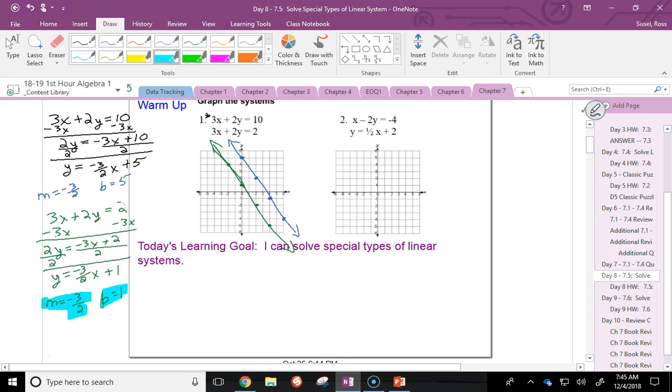So today's learning goal is I will solve special types of linear systems. You guys just took your quiz over linear systems, finding that one answer. Remember, a linear system, maybe review this because we had these on the snow day.